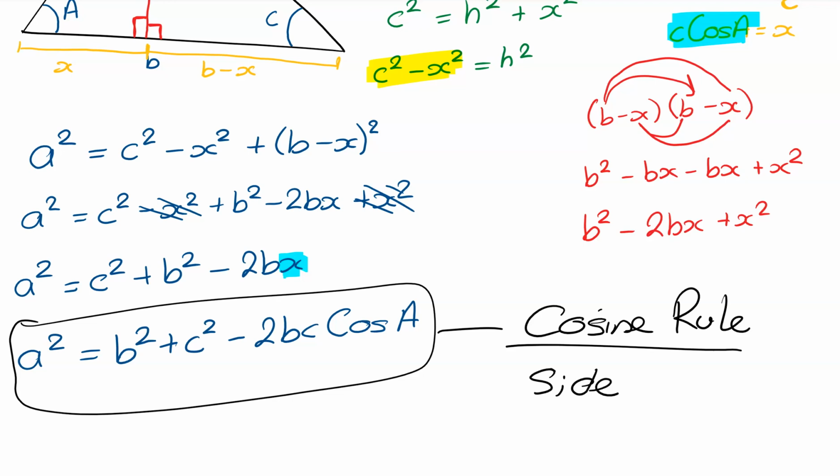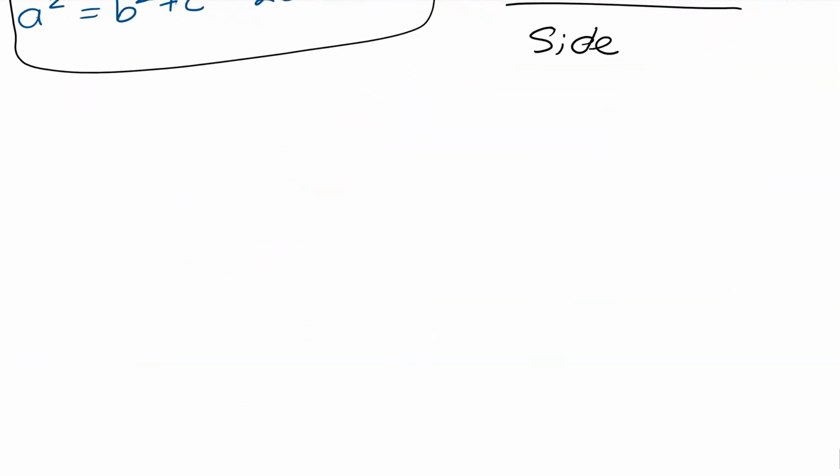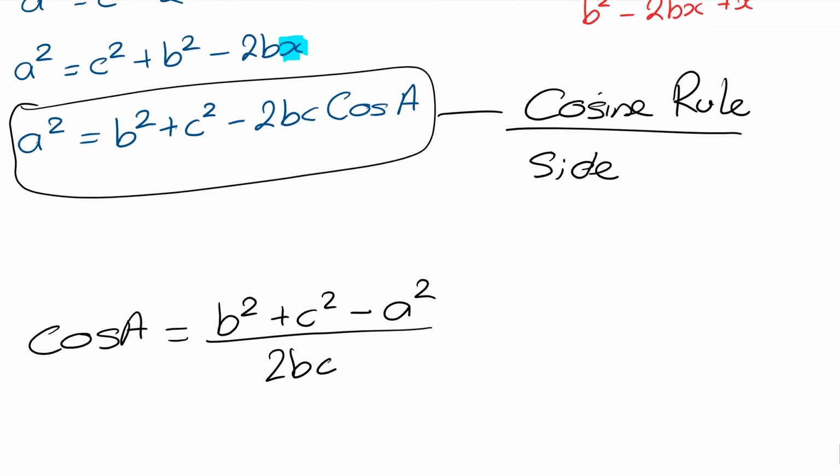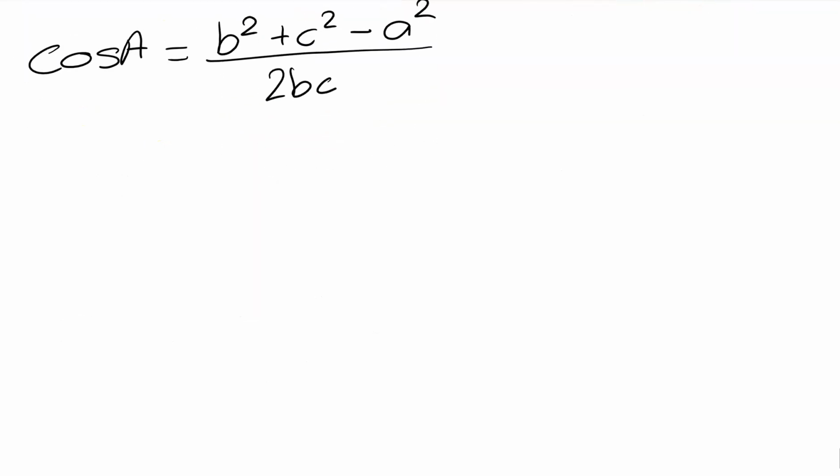However, there's another rule, and that one looks a bit like this: cos A equals b squared plus c squared minus a squared over 2bc. To get here, you just need to rearrange that formula. Again, I'll show you that really quickly as well.